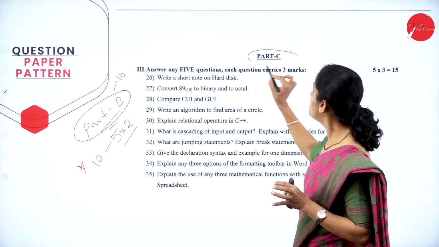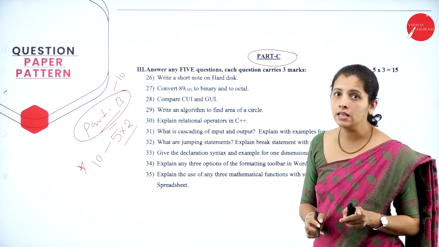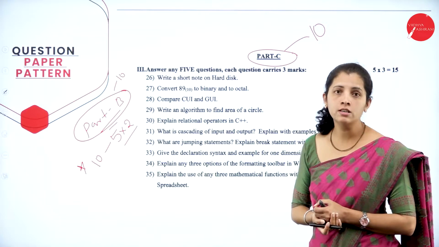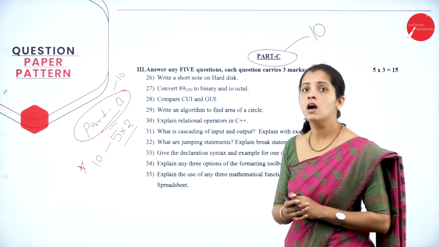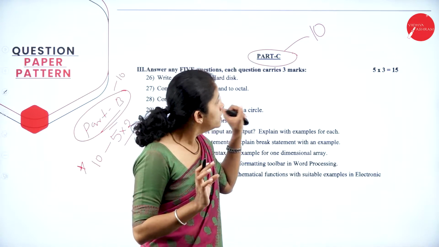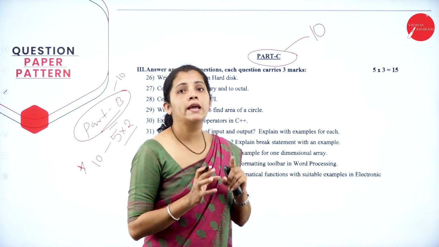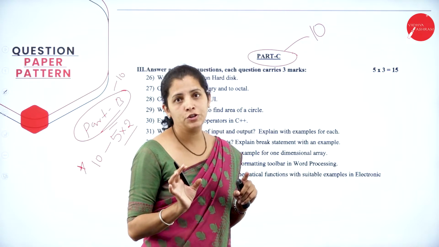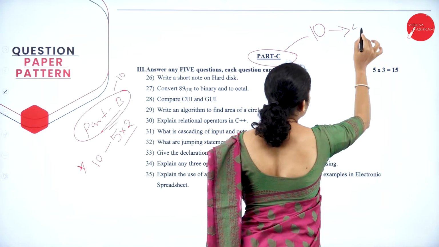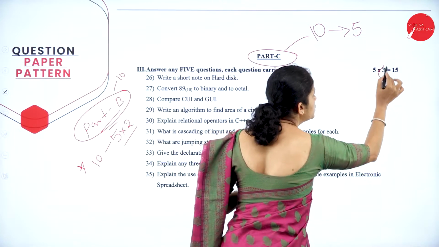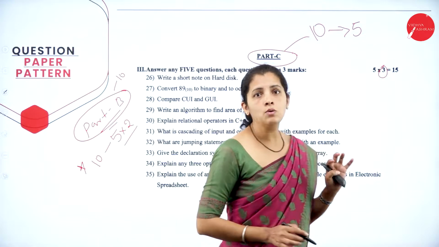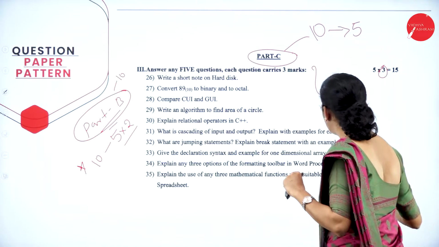If I consider part C, each question carries 3 marks. Once again, under this section, I'm going to get 10 questions. Out of 10 questions, I want to answer only 5. So, it is left to the student. They can choose any questions out of 10 and answer only 5 questions, and each question carries 3 marks. So, it is 5 into 3, 15. Now, this is the blueprint of part C.